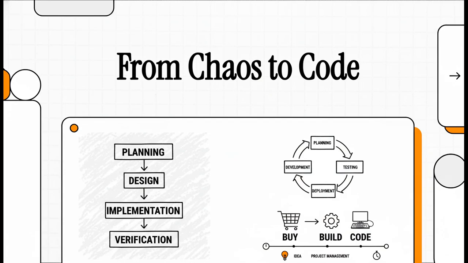Have you ever really stopped to think about the apps on your phone or the software you use every single day at work? How do they go from just an idea, a spark, to a real working tool? It can feel a little bit like magic, kind of chaotic, right? Well, it turns out there's a map for that journey. So let's dive in and trace that path from pure chaos to clean code.